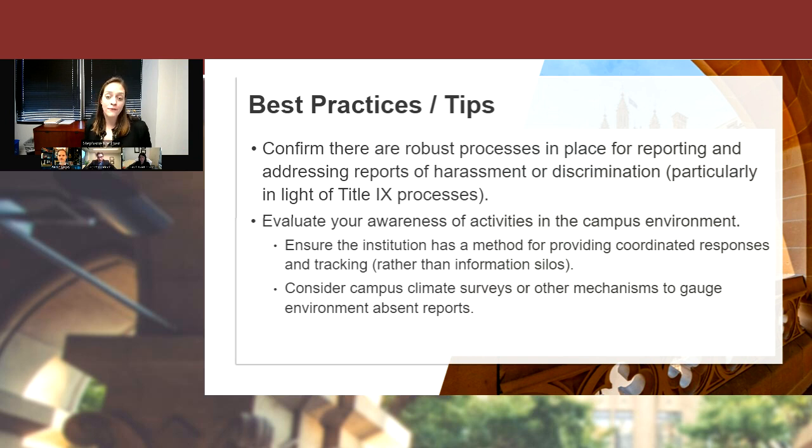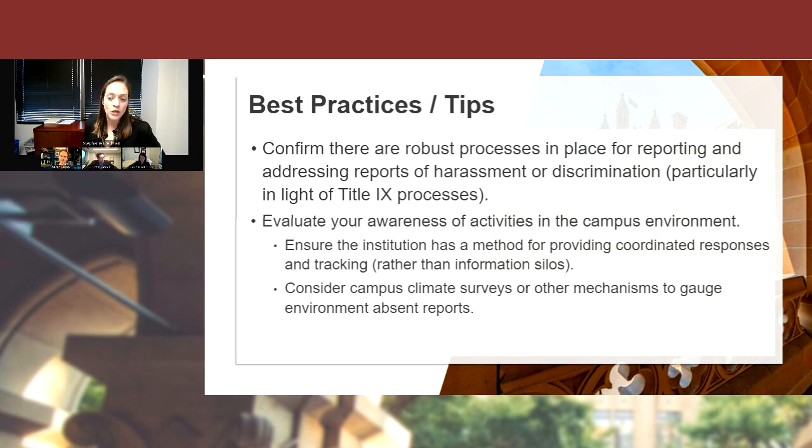Other best practices are confirming there are robust processes in place for reporting and addressing reports of harassment or discrimination. As Scott just mentioned, this is also particularly in light of the Title IX process. Many of you, I'm sure, have heard us talk about the recent changes to Title IX, and understanding that there is a very clear process on complaints and responding to complaints. You want to make sure that there's also a similar process. It's not going to be identical, right? It's not necessarily going to be exactly the same as what's required under Title IX, but ensuring that there is a process for reporting things and responding to them. And that's really important for that Title VI compliance.